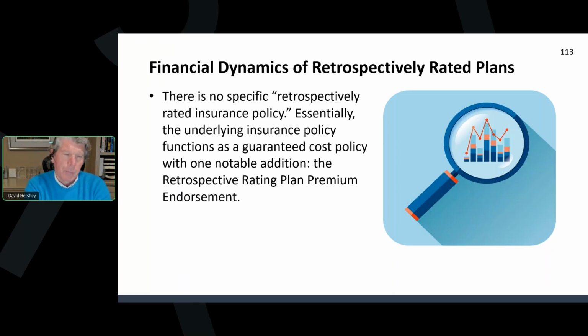What we're talking about here is a payment plan. That's what's different. How is the premium determined? Not how the coverage is determined. Those are 2 separate things. Let's see. The underlying insurance policy functions as a guaranteed cost policy with one notable addition, the retrospective premium plan endorsement. That spells out how the premium is calculated.